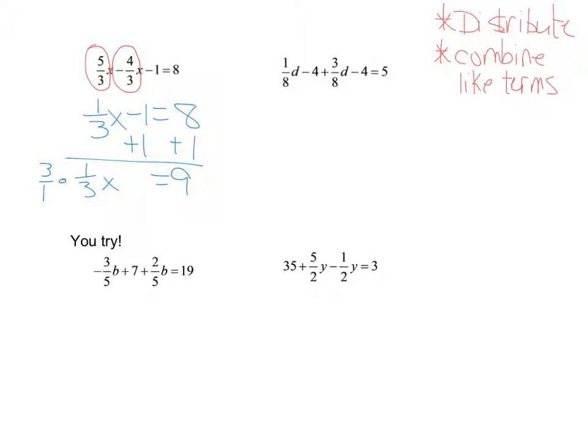3 over 1. I'm going to multiply both sides by 3 over 1. My number times its reciprocal is 1. 9 times 3 is 27. Okay? I look at the second one here. 1/8 d minus 4 plus 3/8 d minus 4 equals 5. Is there anything to distribute? No. Can I combine like terms?